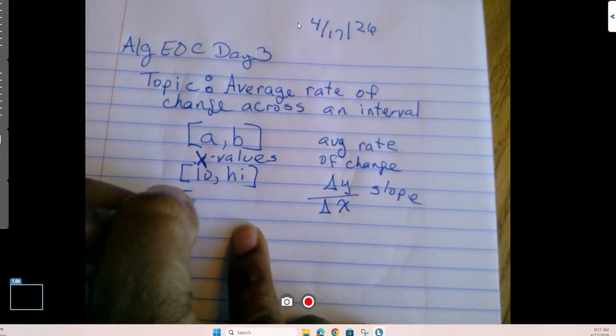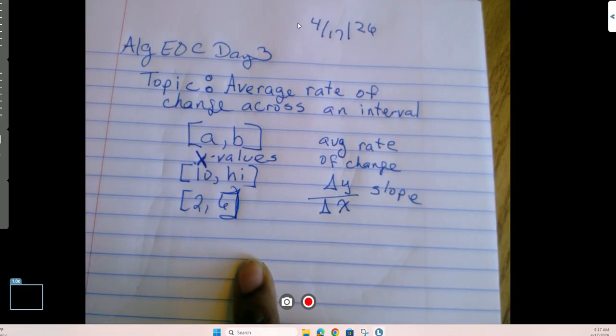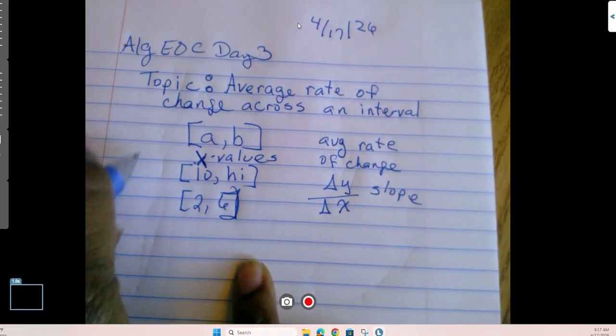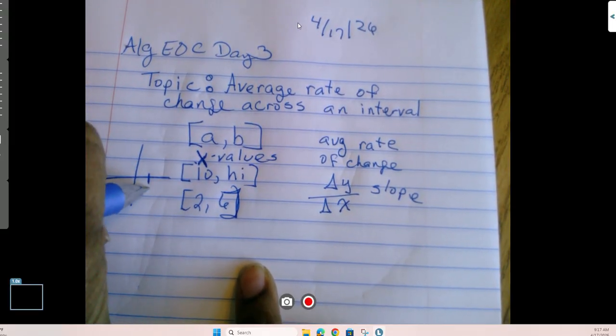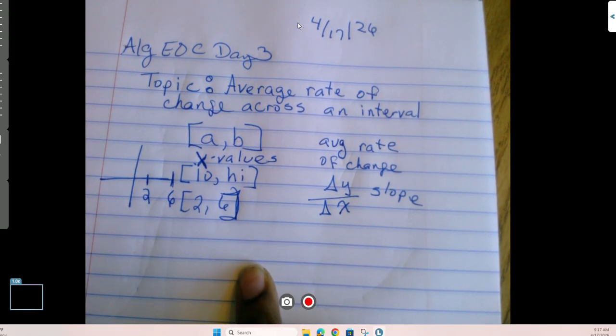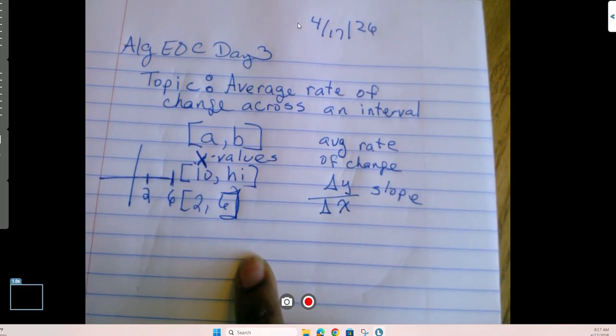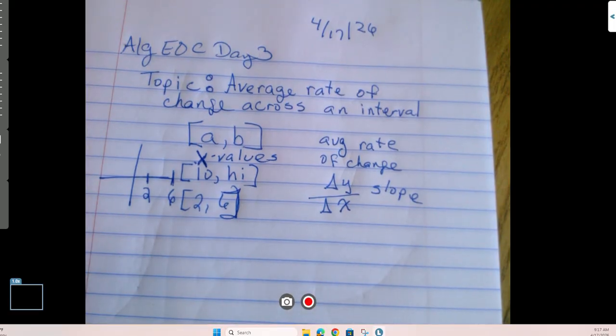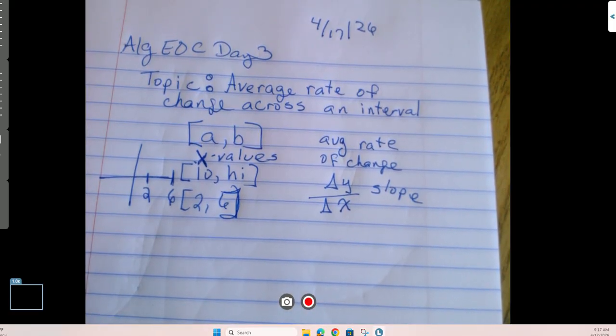The low number and the high number. So it might be the interval from 2 to 6. Which means that on the coordinate plane, you'll be looking from here to here. All right? Y'all ready?